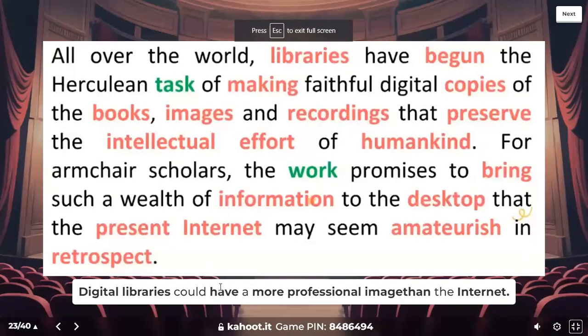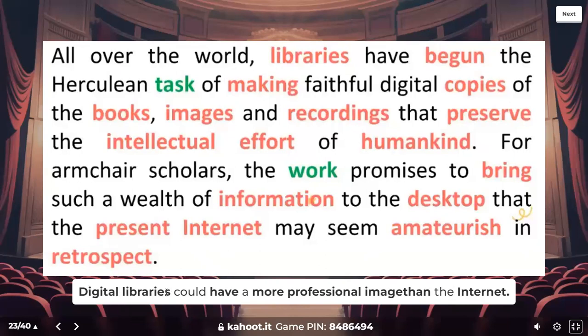And this is why the writer here uses the future, could have. Now we have digital libraries, and then we have the internet. And the writer makes some predictions. He said digital libraries could have a more professional image. Now here we said the display or the image, than the internet. So they could have a more professional one. Now, is this statement true or false or not given?